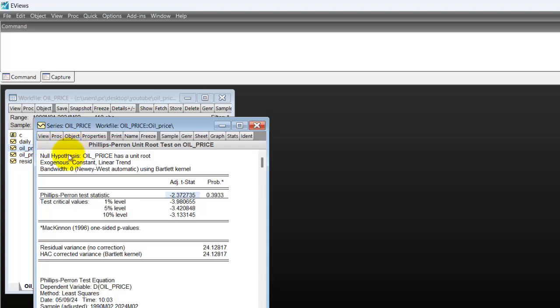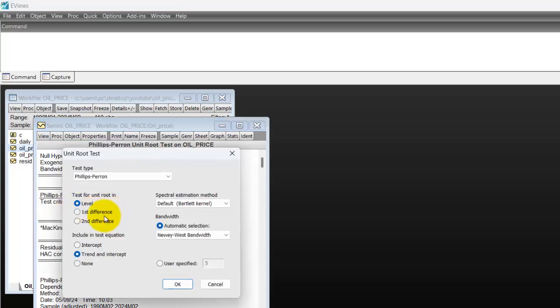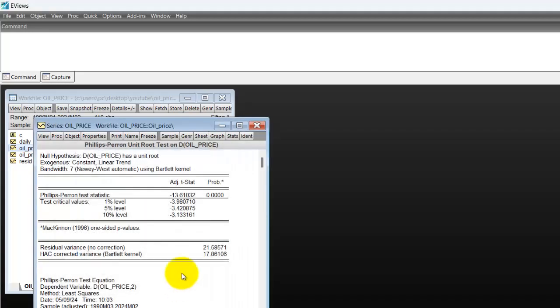Now let us check for first difference. You go to view, then click on unit root test. What you just need to change is this: from level, select first difference, then you click OK. Now you have your result. You can see this result is similar to the one obtained for intercept as well as none at first difference. The probability value is significant at 1%, and the absolute value of the PP test statistic is also greater. This is 13.61 compared to 3.98, 3.42, 3.13.